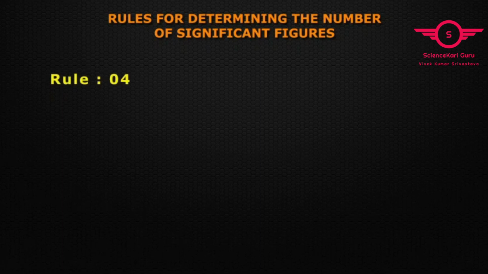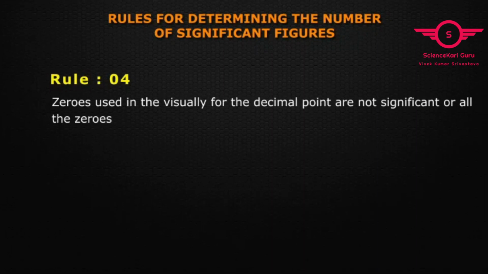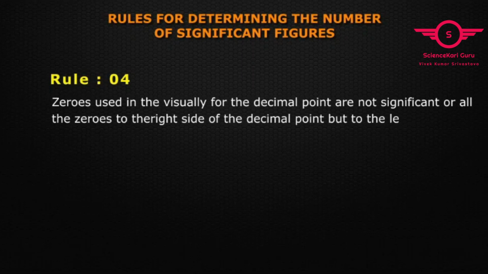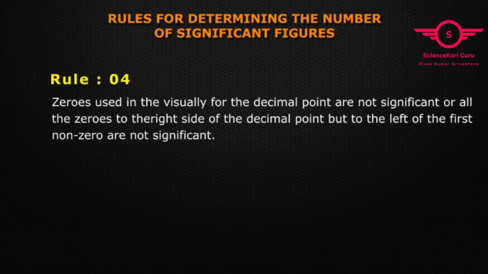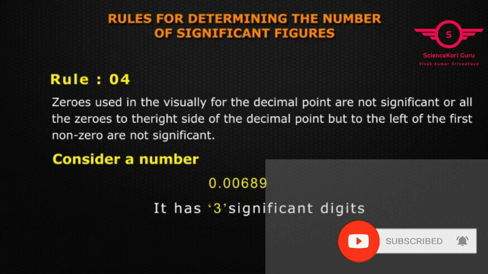Rule 4. 1. Zeros used individually for the decimal point are not significant, or all the zeros to the right side of the decimal point but to the left of the first non-zero are not significant. Consider a number 0.00689. It has 3 significant digits.